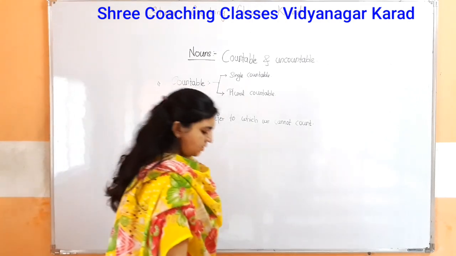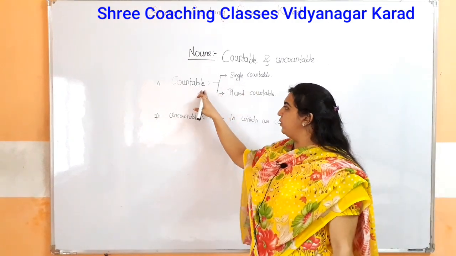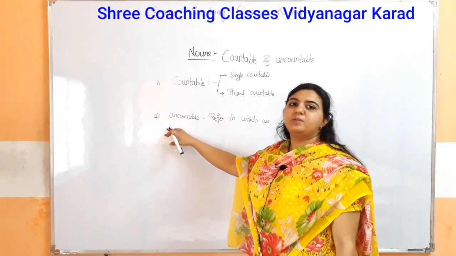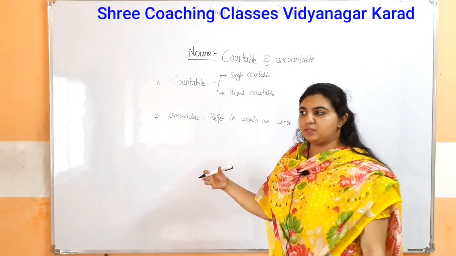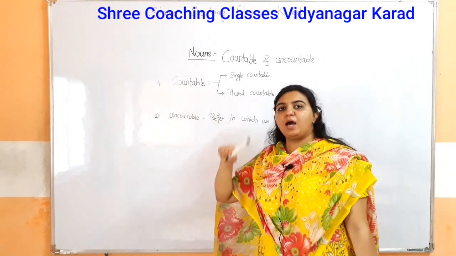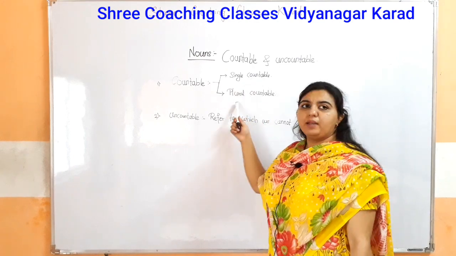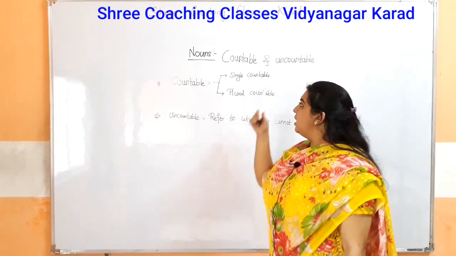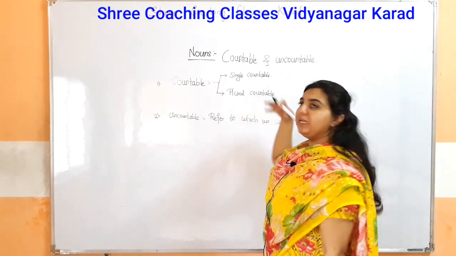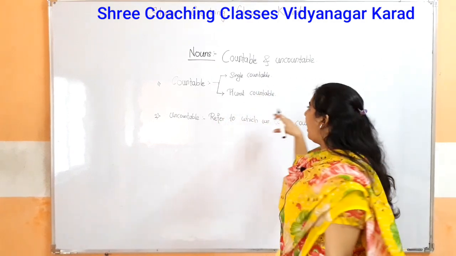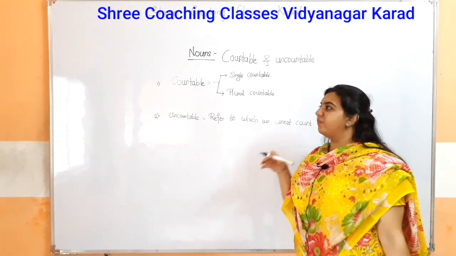Now, what we have studied is that nouns are of two types, that is countable and uncountable. Countable itself suggests that we can count those particular things. Again, countables are differentiated into two types, that is single countable and plural countable. Single countable means the things which we can count, a single thing. And what are the plural countables? That is, there are many more things and we have to keep on counting.